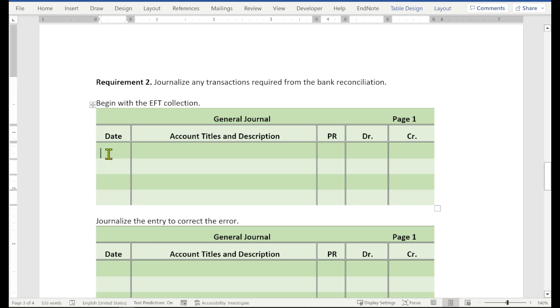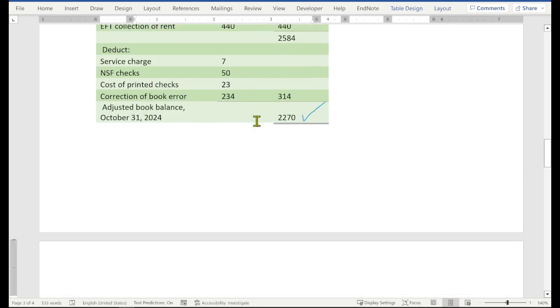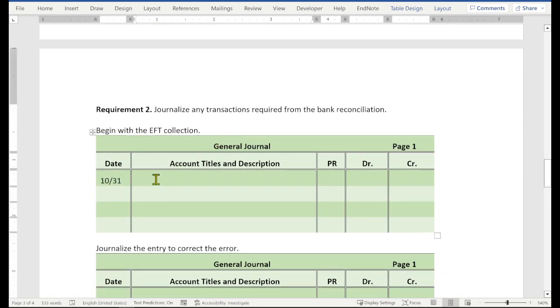So first we want to record that electronic fund transfer collection that was for $440. So on October 31st, we need to do an adjustment. We need to increase my cash by $440. So that's that first one. Let's just leave a check mark for that one only. So we're going to record this one first. So an increase, an addition to cash for $440. And what was it for? It was for rent. So we'll do rent revenue as our credit, some type of revenue account.